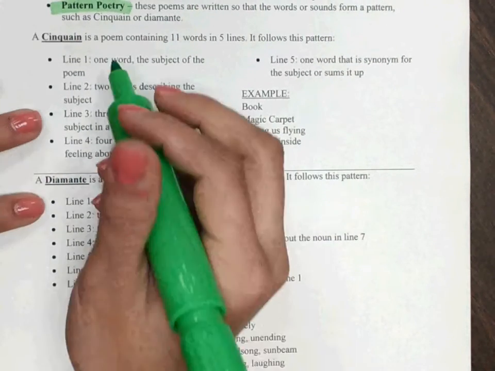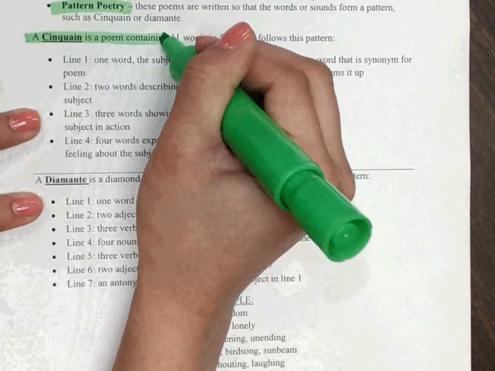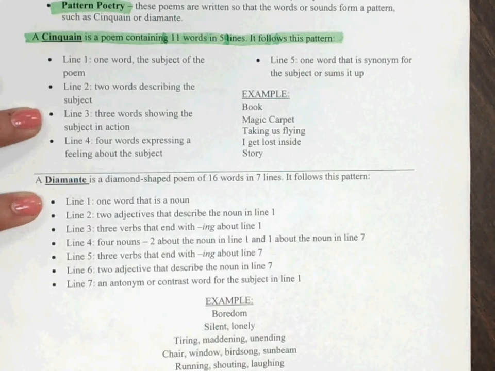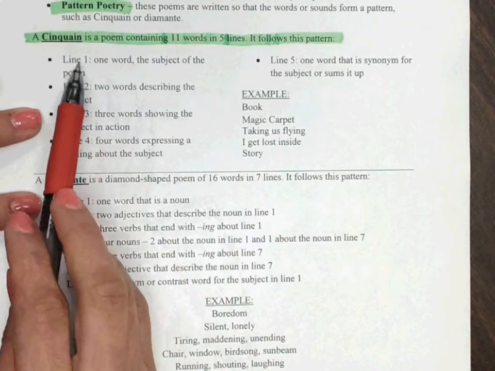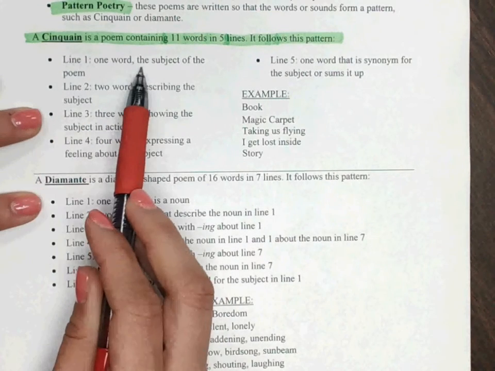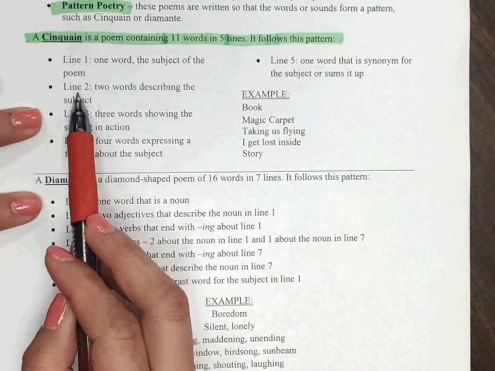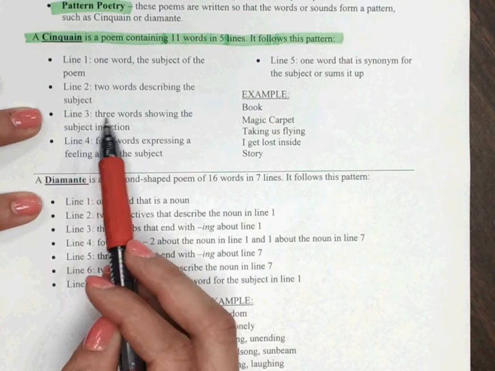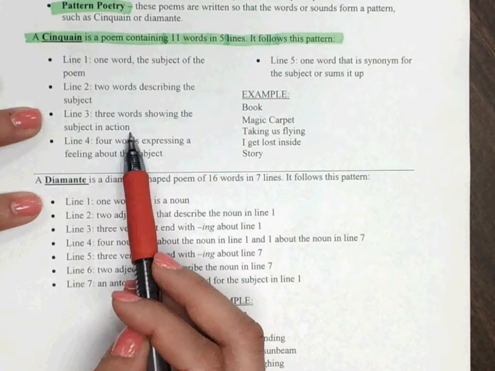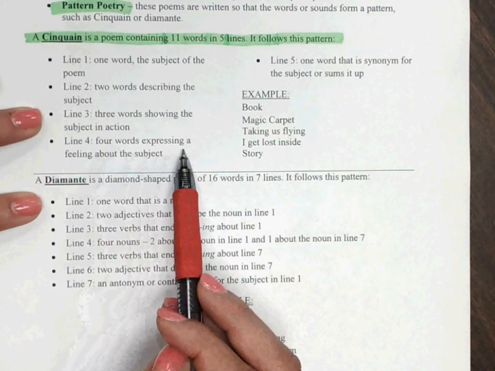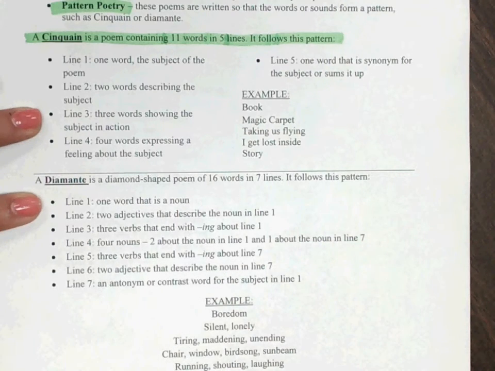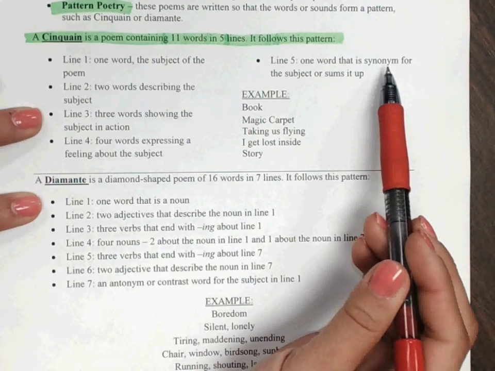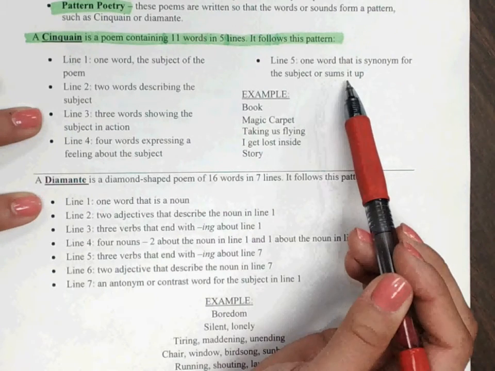A cinquain is a poem containing 11 words and 5 lines. It follows this pattern. Line 1, one word, the subject of the poem. Line 2, 2 words describing the subject. Line 3, 3 words showing the subject in action. Line 4, 4 words expressing a feeling about the subject. And line 5, 1 word that is a synonym, which means the same, for the subject or sums it up.